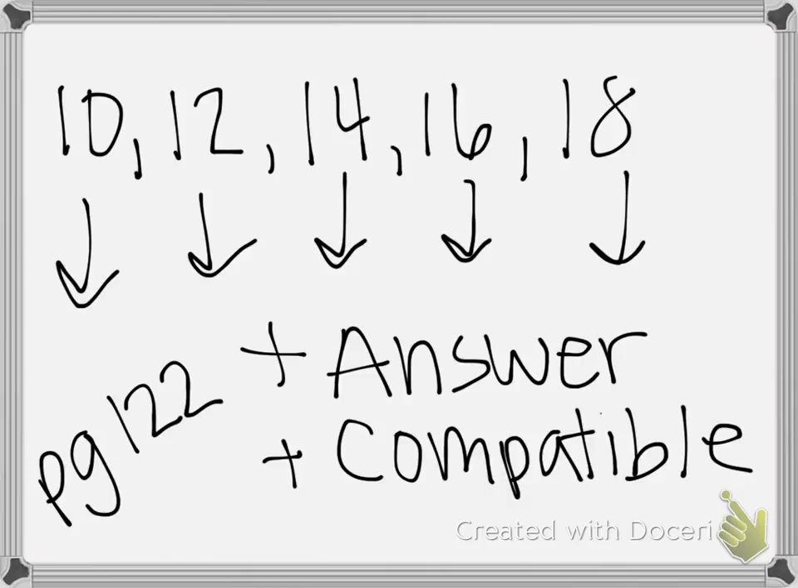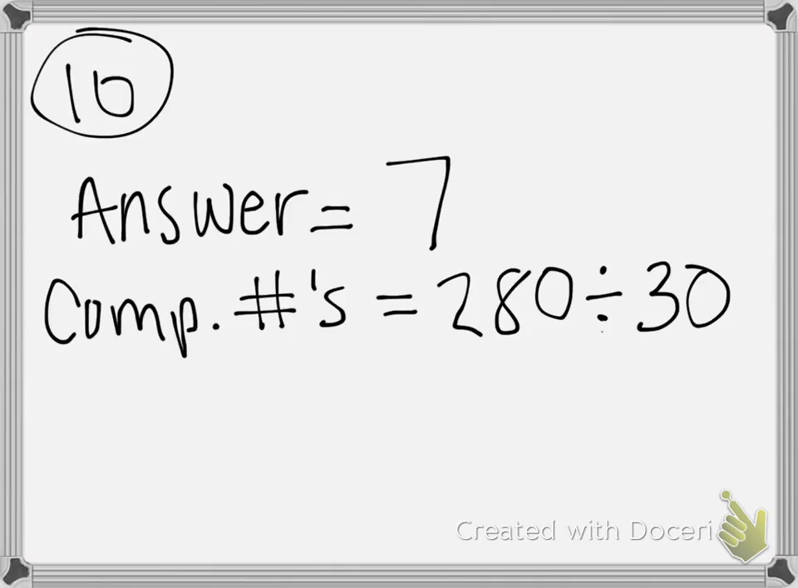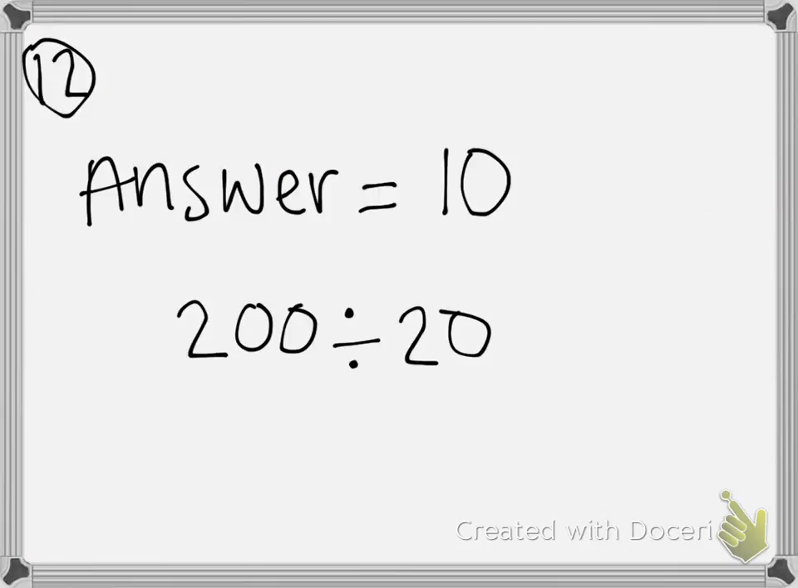So for number 10, your answer should have been 7, and the compatible numbers that you used should have been 280 and 30. And for number 12, your answer should have been 10, and the two compatible numbers you should have used are 200 divided by 20.